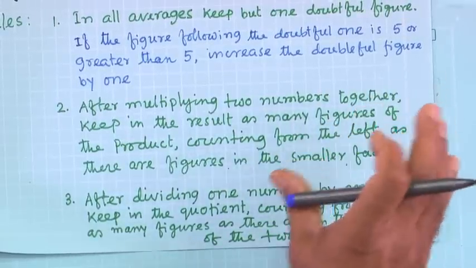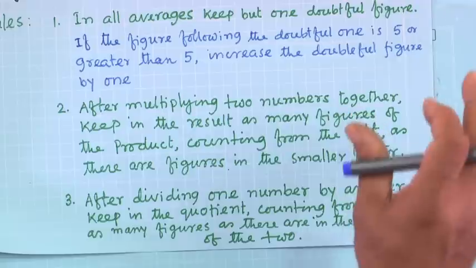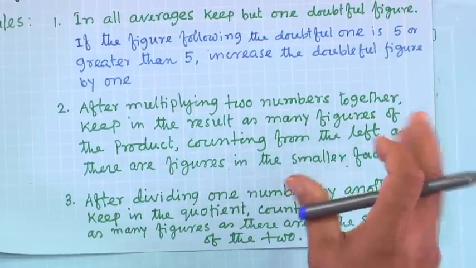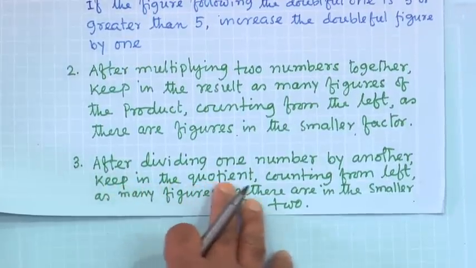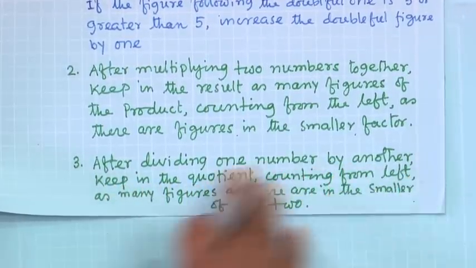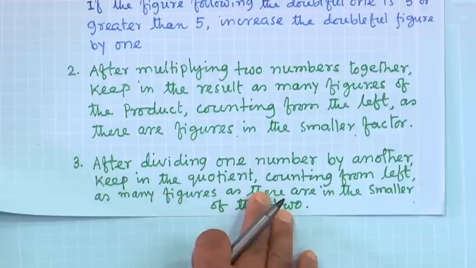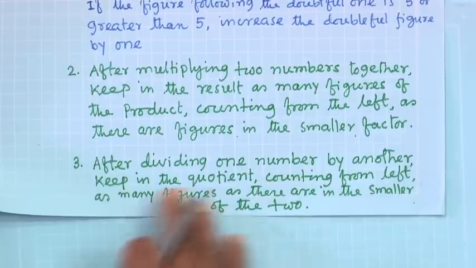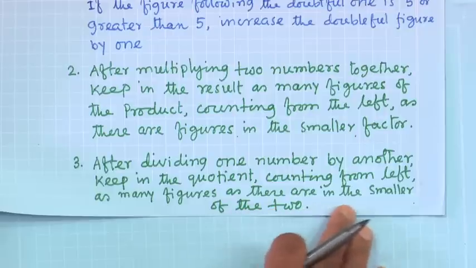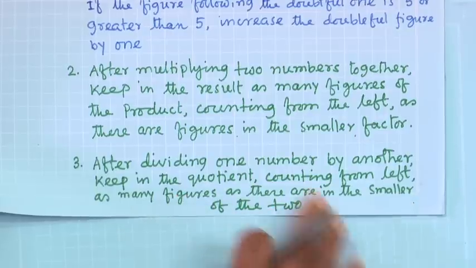The two numbers you have multiplied are the factors. So, in the smaller factor you have to find out how many figures there are. And then, after dividing one number by another, keep in the quotient, counting from the left, as many figures as there are in the smaller of the two. So, these are the rules. Following these rules one can write the significant digit and doubtful digit.